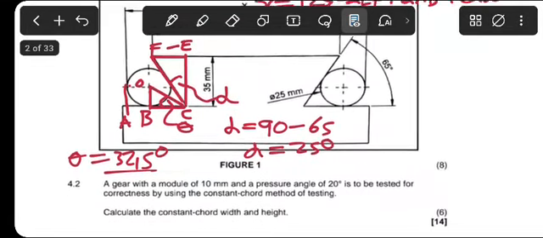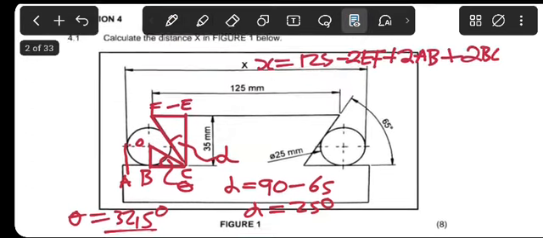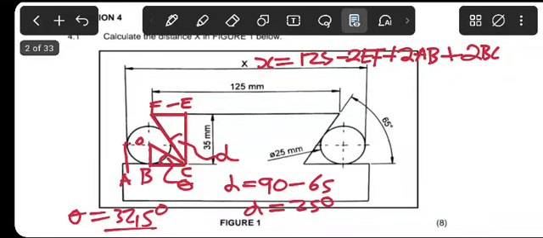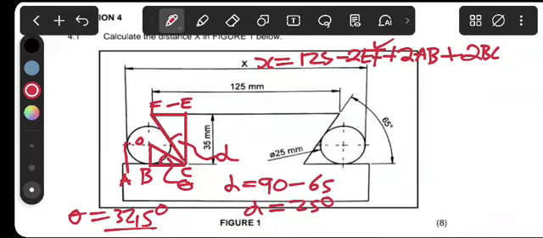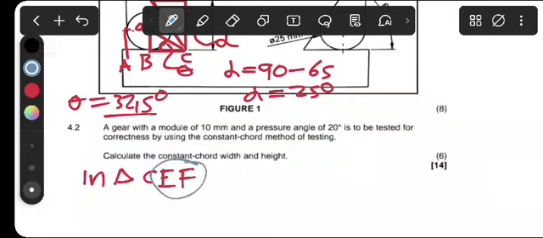So you can say in triangle CEF, just specifying so that the examiner will know. Let us find EF, guys. Remember we're looking for what? What is limiting is if you can get EF and get AB and BC, then we are able to get the value of x. So looking from that, here we will need EF.